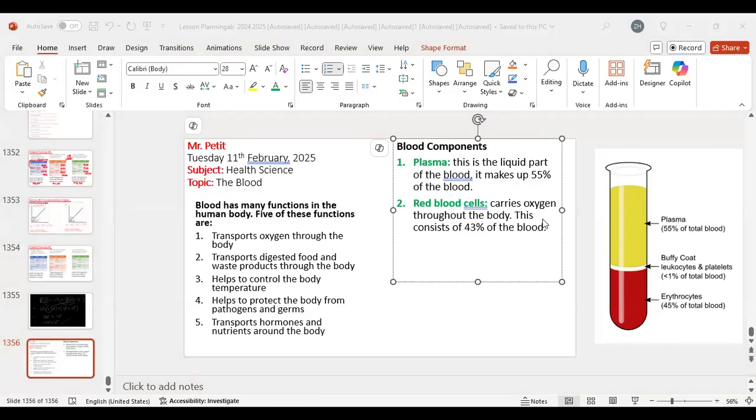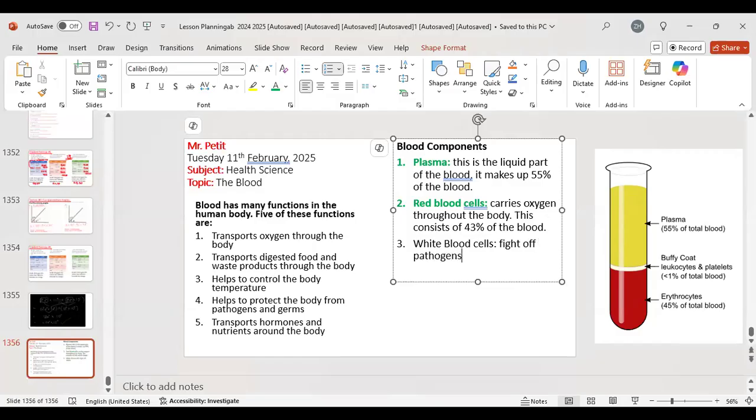Now, there are other parts, so let's go ahead and talk about it. The next part is definitely going to be the white blood cells. This is the defense. The white blood cells fight off germs and pathogens. And then we have the platelets.